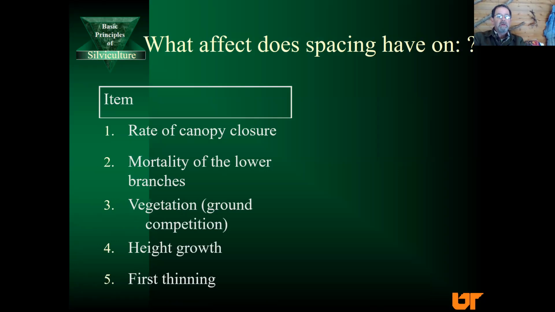The rate of canopy closure, the mortality of the lower branches, the vegetation, the height growth of your trees, and the first thinning.